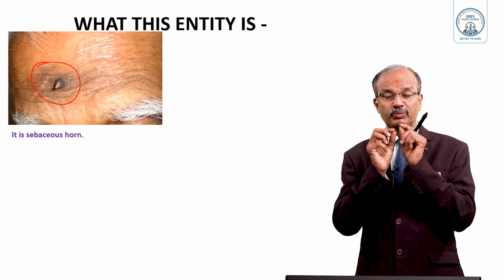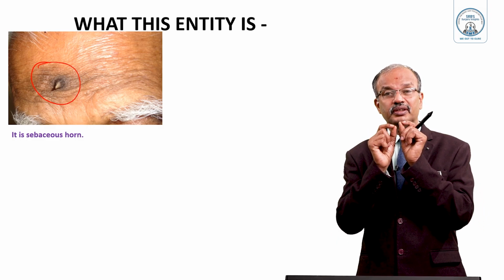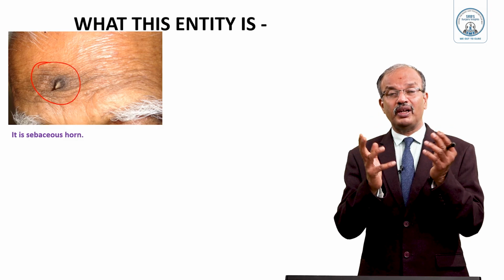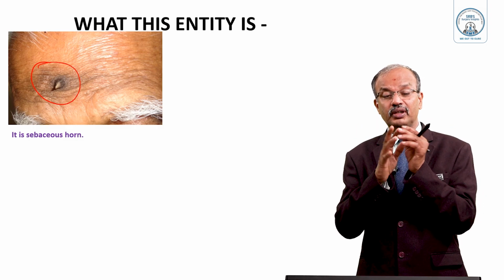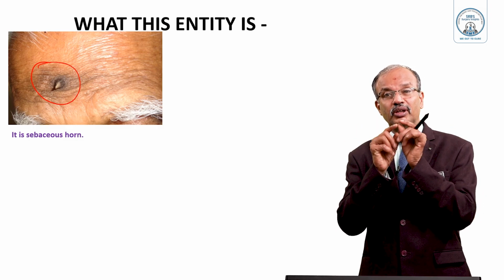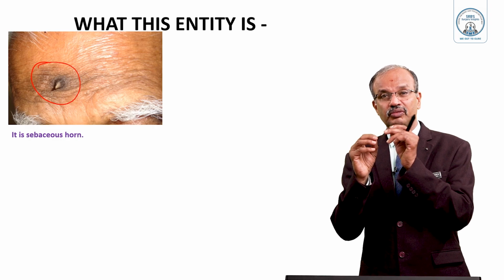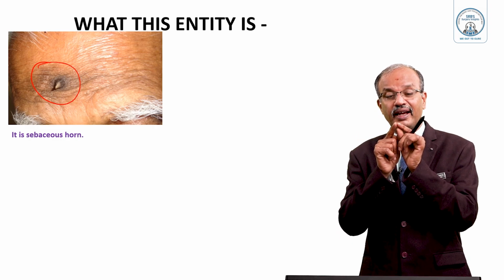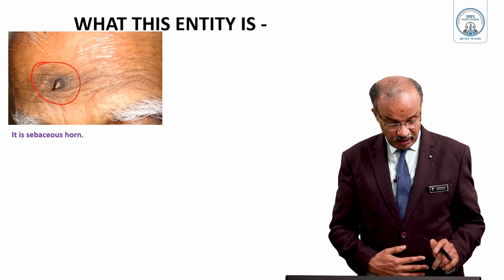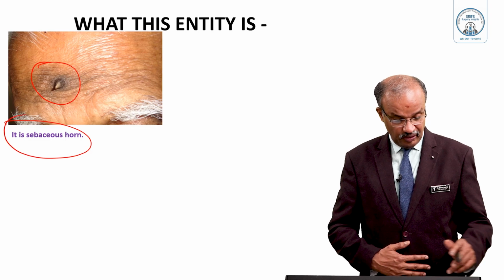From the summit of the sebaceous cyst, sebum exudes out, very foul smelling, with a nauseating smell. Instead of falling down, it dries up and projects like this, like a horn. So very typical sebaceous horn.